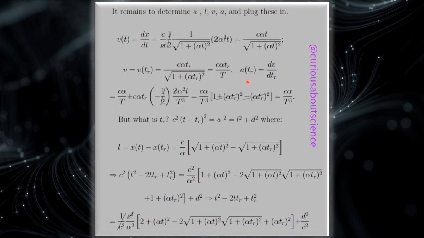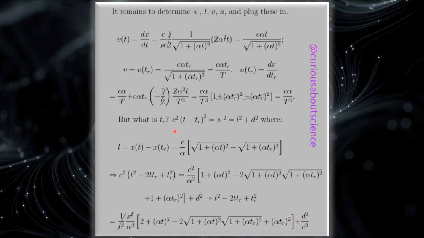Similarly here, A at TR is just dV by dTr. So we take the derivative of this with respect to TR. And so pushing that through, we see that we get C alpha over T cubed, kind of expected in this kind of situation here. That being said, be very careful with the algebra and simplification of the calculus. But again, this leads us to the question of what is TR.